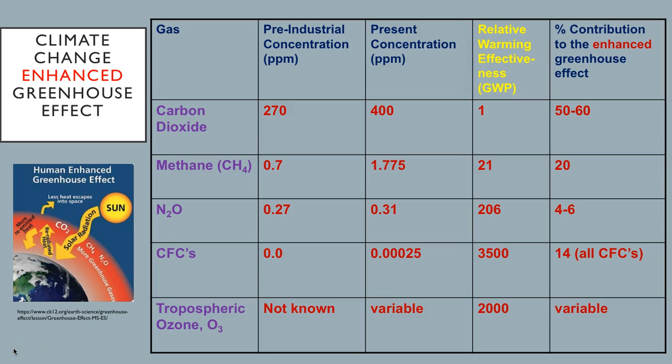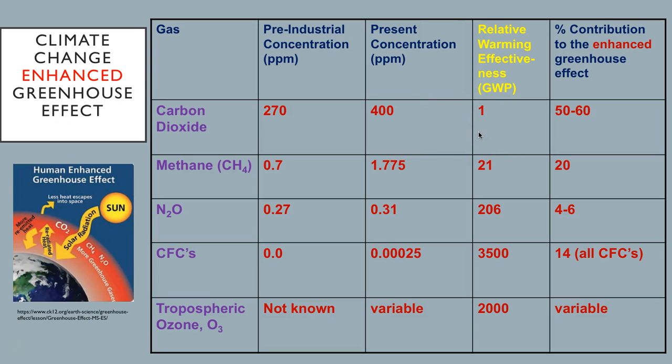This table is from your textbook. This table shows the increase in concentration of 5 greenhouse gases. Water is missing since the beginning of the Industrial Revolution. Additionally, the global warming potential is listed. Since we are comparing global warming potential to carbon dioxide, it has been assigned a global warming potential of 1.